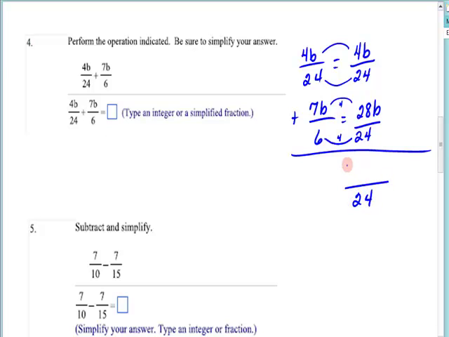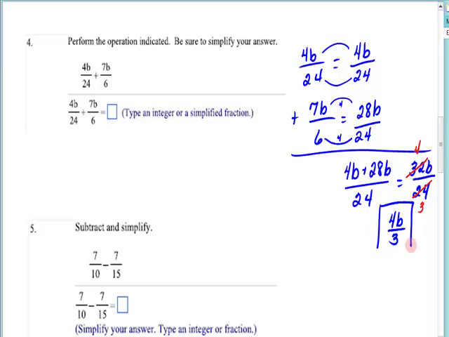You might do this in your head, but you've got 4b plus 28b. Those are like terms, so I can add them up for 32b over 24. Can I reduce that? Do 32 and 24 have a common factor? Yes. 8 will go into the numerator 4 times. 8 will go in the denominator 3 times. And that leaves me with 4b over 3. So I had to do all my steps here. I had to find a common denominator, build the equivalent fractions, perform the addition, and reduce the answer.